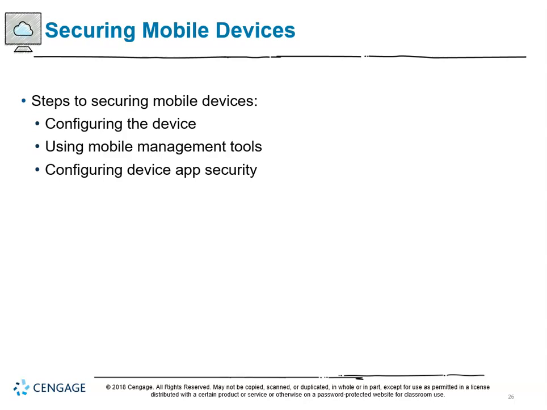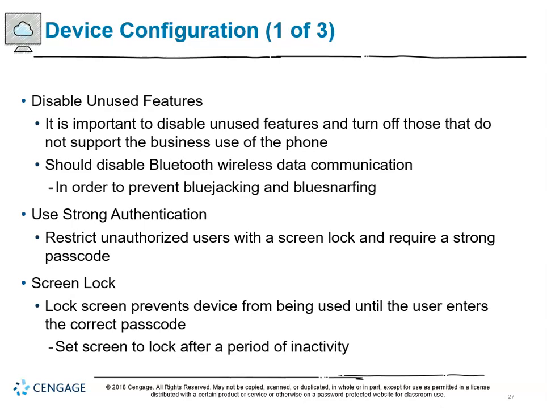Okay, next we're going to look at how we go about securing mobile devices. So we have three basic steps involved in securing the mobile devices. First, we look at configuring the device itself. Make sure it's secure. Then we use mobile management tools to do the management of the device as far as how it's configured as well as what's loaded on it. And then lastly, configuring the device application security, those applications loaded on the device. So let's look at each of these.